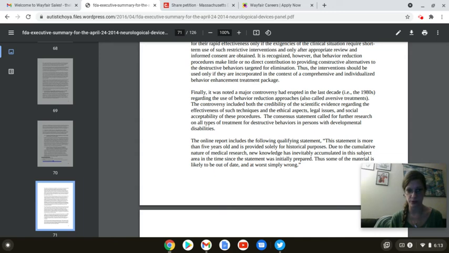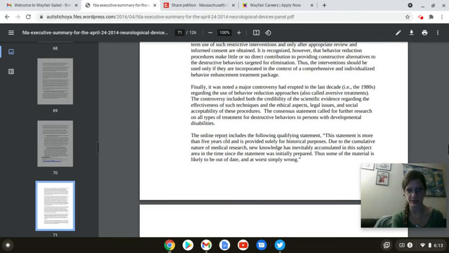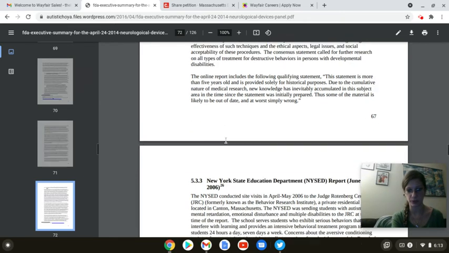The online report includes the following qualified statement. This statement is more than 5 years old and is provided solely for historical purposes. Due to the cumulative nature of medical research, new knowledge has inevitably accumulated in this subject area in the time since the treatment was initially prepared. Thus, some of the material is likely out of date and at worst simply wrong.